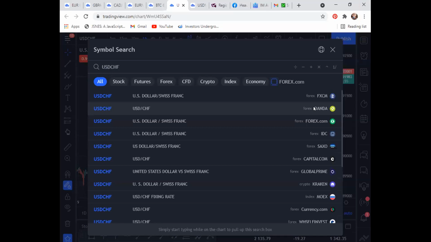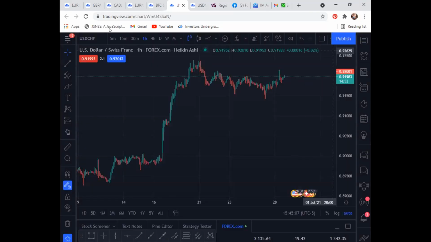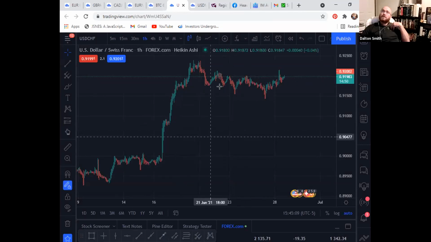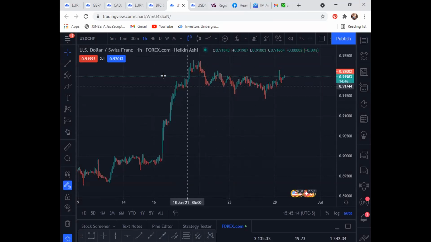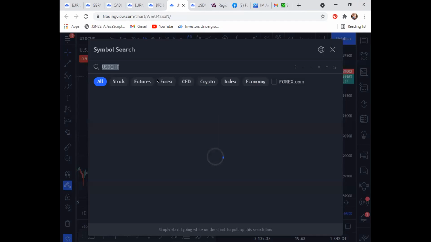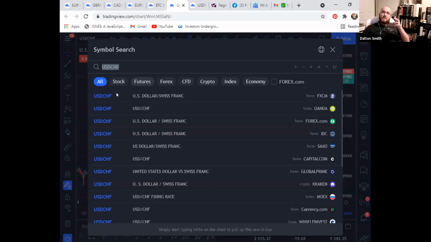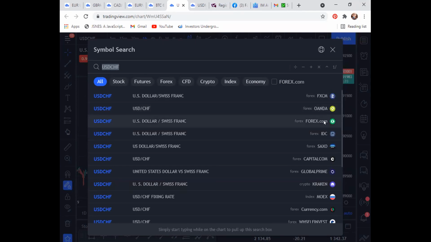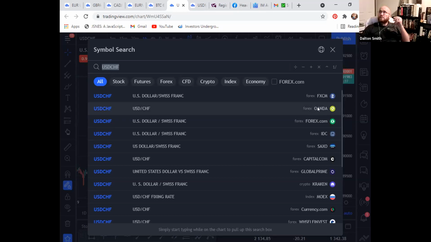Well, how do I get to that part right there where you are now? Okay. So do you know how to get into a chart? Yeah, I'm in a chart right now. Right up here in the top left-hand corner, you're going to type in whatever currency pair you want. What currency pair do you have up there? This is USDCHF, which, it doesn't matter. Just make sure you're going to go with Oanda. I'm using Forex.com. You're going to use Oanda. Well, how do I get to the Oanda? Oh, okay. I see.